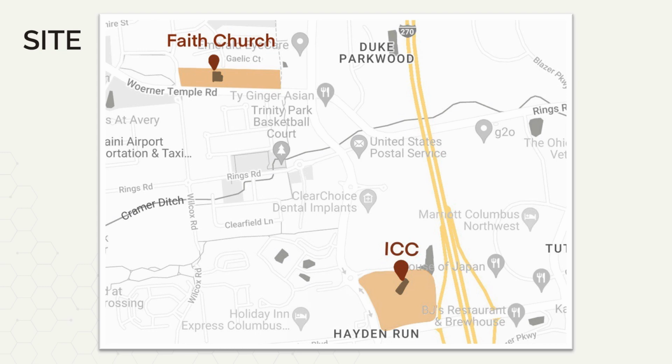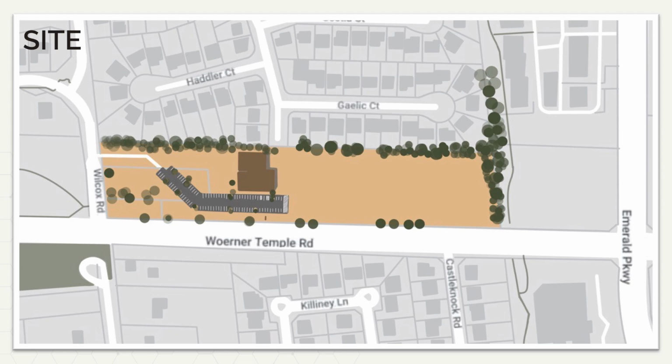This is the site of where Faith Church is up at the top left. I go to school at the ICC down at the bottom right. And you can see the site more clearly in this view. The brown box is the current building and the orange is their full site. To the right of the building, they have a lot of sports fields and playgrounds and other things like that.